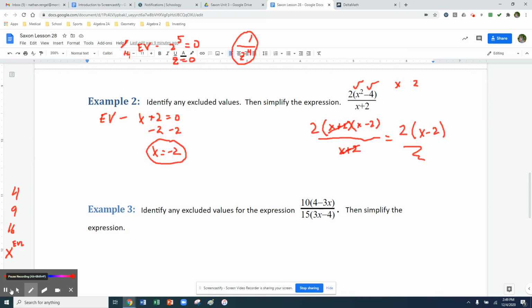So that concludes our notes for the day 1 of lesson 28. If you stick around, I will show you how to complete one of these problems on Delta Math.